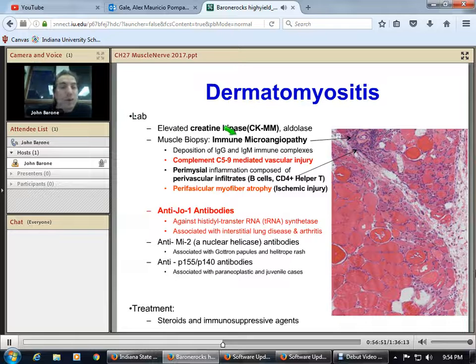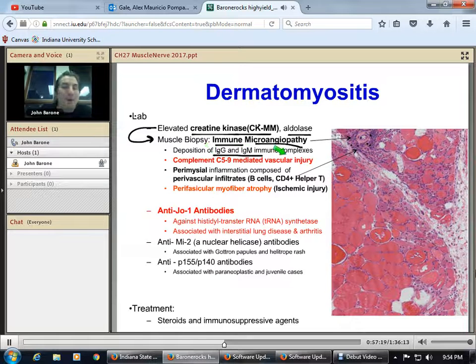Now, what are you going to see in the laboratory? Well, the muscles are inflamed and they're breaking down, so you're going to see an elevated CPK, the MM fraction, aldolase, myoglobin, all the muscle markers elevated. So again, I better do a muscle biopsy. When I do a muscle biopsy this time, I'm going to see an immune-mediated microangiopathy. So do you see this blood vessel right here? Do you see all the purple dots around it?